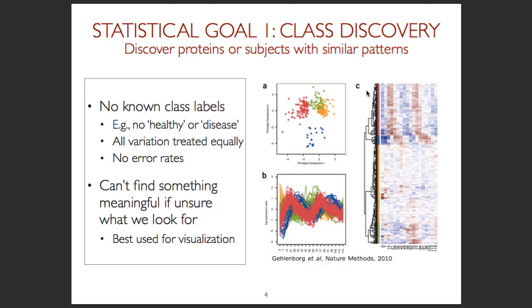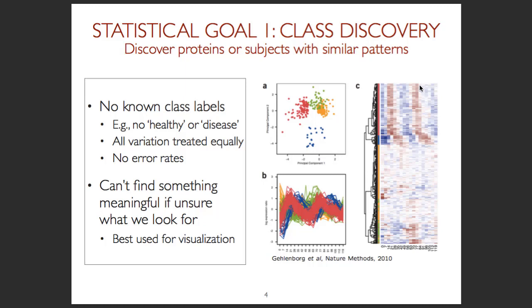For example, we want to find proteins which behave in a similar way in the space of subjects. This is useful because maybe these biological samples are a time course of some sort, and if the proteins behave similarly across the time course, maybe they're involved in the same biological process, such as infection, or maybe some kind of treatment.